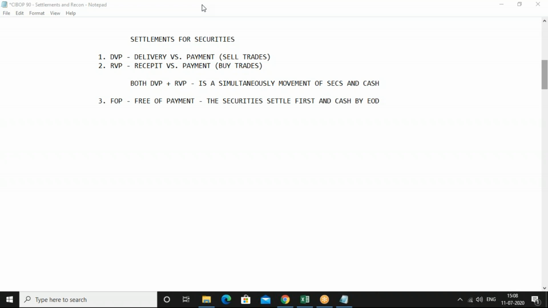Is this clear with everyone? DVP, RVP, and FOP. Now, especially DVP and RVP happen at the same time. So think about it this way: it's like cash on delivery. Let's say it's a sell trade for me. So if I don't have the shares, and I want to deliver the shares to you, will you pay me?